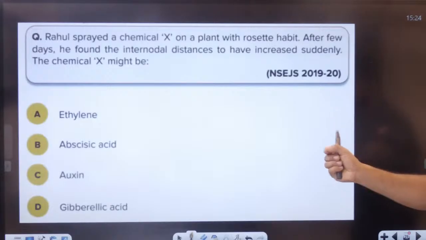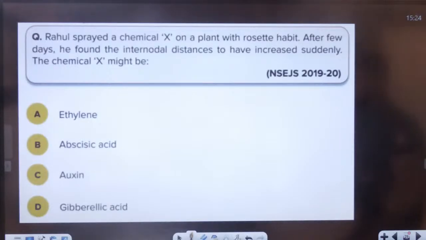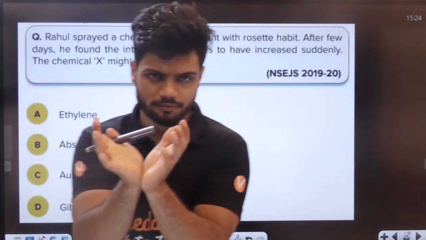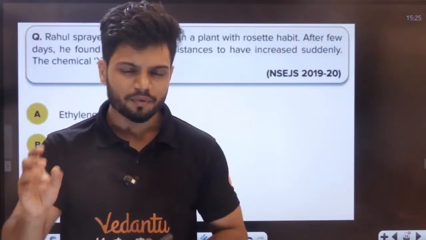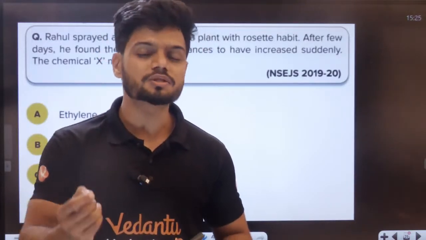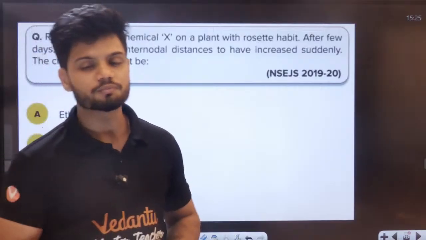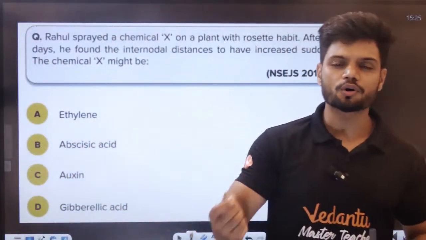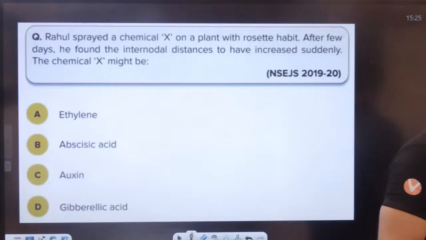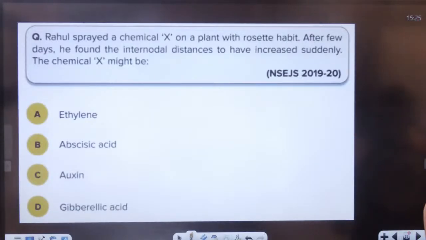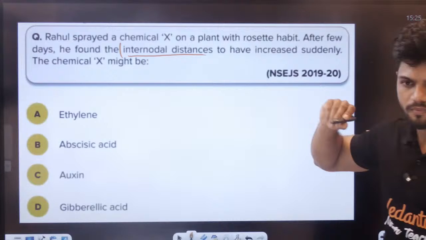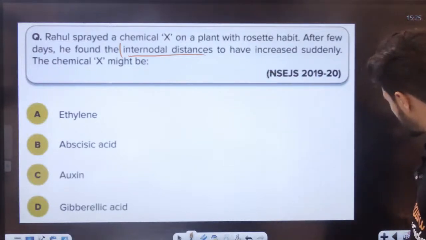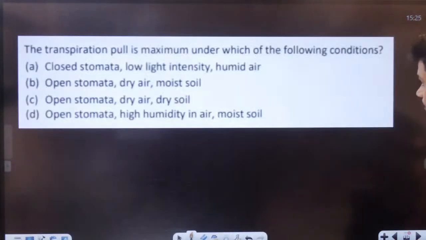Rahul sprayed a chemical X on a plant with rosette habit. Now what is rosette? Rosette means like a flower: cabbage, cauliflower. In cabbage and cauliflower, when you spray this chemical X, they show something called bolting. This bolting is caused by which phytohormone? This bolting in rosette plants is caused by which of the following hormones? Another major clue is increase in internodal distance or internodal elongation. Very good. It is gibberellic acid. It was an easy question.